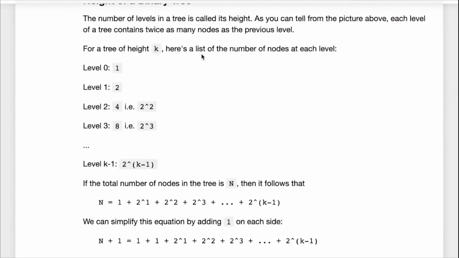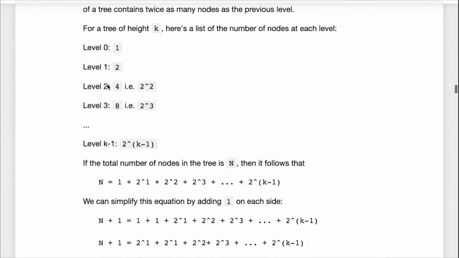So if you have a tree of height k, which means a tree which has exactly k levels, then here's the list of the number of nodes at each level. Level 0 will have one node, the root node. Level 1 will have two nodes, its children. Level 2 will have four nodes, their children. So that's 4 nodes, which is 2 times 2, or 2 to the power 2. Level 3 will have 8 nodes, 2 nodes for each of these 4 nodes. So that's 2 to the power 3.